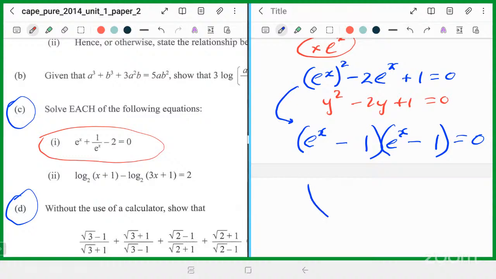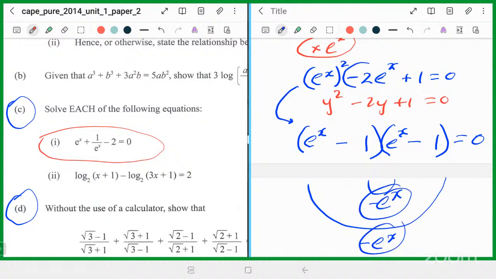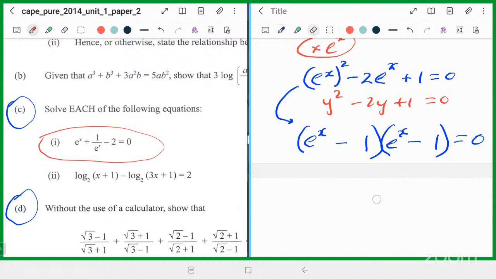So the far product is minus e to the x, and the near product is minus e to the x. So you add them and get the middle term of minus 2 e to the x. You know that you factorize it properly, right? And so this becomes e to the x is equal to 1, repeated. Why do I say repeated? Because both factors give us the same thing. So the term for that is that it is repeated.